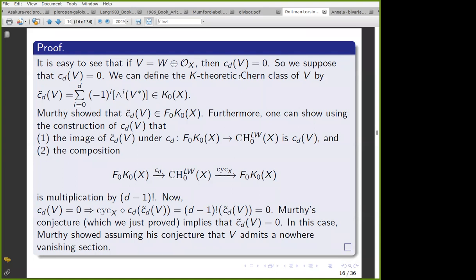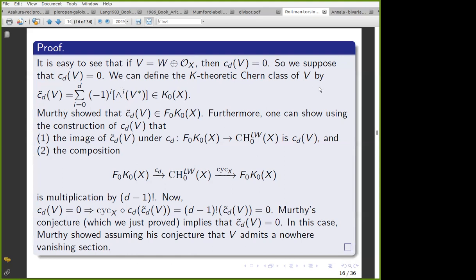So, for a smooth variety, this is clearly true. If you pull back to X, then the top Chern class c_d(V) will be 0. Now we suppose the main problem is this: they assume that the top Chern class is 0. How do you show that it has a nowhere vanishing section?